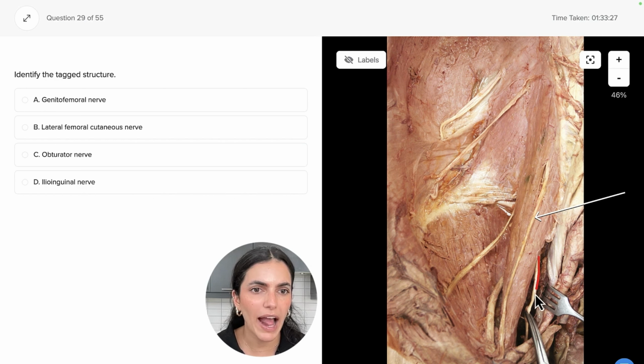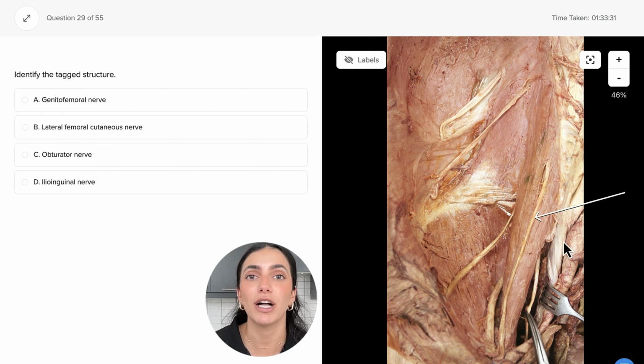And then over here, we have the obturator nerve. The obturator nerve is also emerging from L2 to L4. It's going to descend, but it will descend more medially. The obturator nerve is the main nerve of the medial thigh, so it's going to be found more medial compared to that femoral nerve.